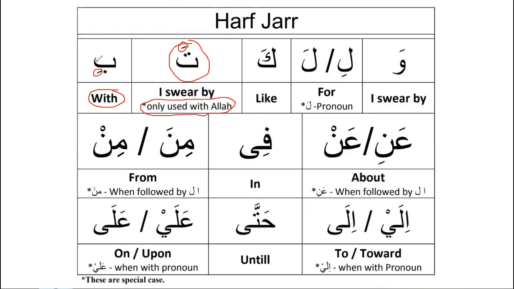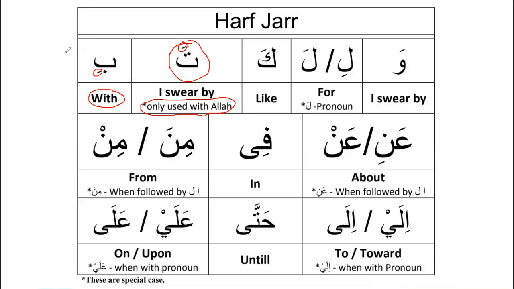So how does it work? Let me give you an example, then you can understand it better. Ba means with, right? It always comes as b.